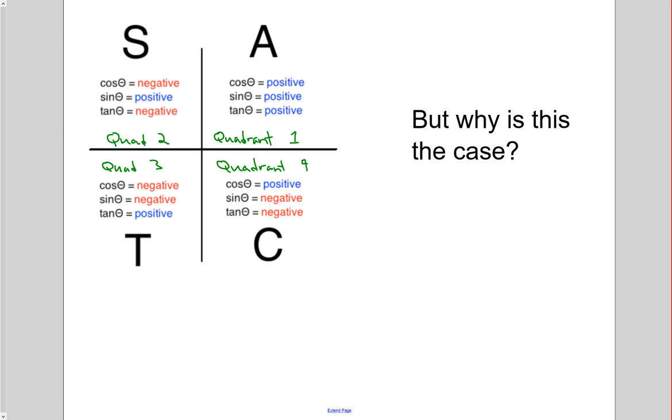Why don't we call this ASTC to remember? ASTC is hard to remember. So because it's hard to remember, math nerds have decided to call this the CAST rule, C-A-S-T, and start in quadrant 4 and then go around. And that's just because it's easier to remember the letters. So this is called the CAST rule.